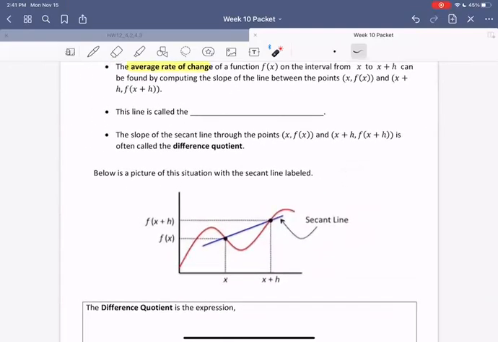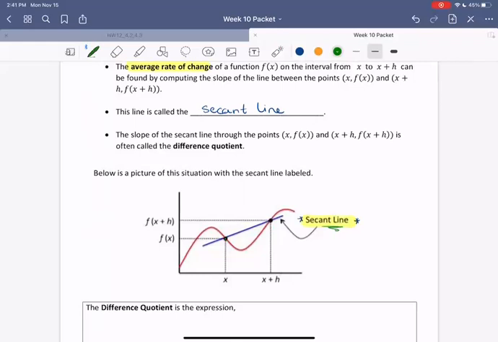This line formed from these 2 points is called the secant line. So I'm going to fill that in here, secant line. And it's labeled here on our diagram as well. In other words, the slope of the secant line is the average rate of change on the interval where we're looking at those 2 points that the secant line is going through.